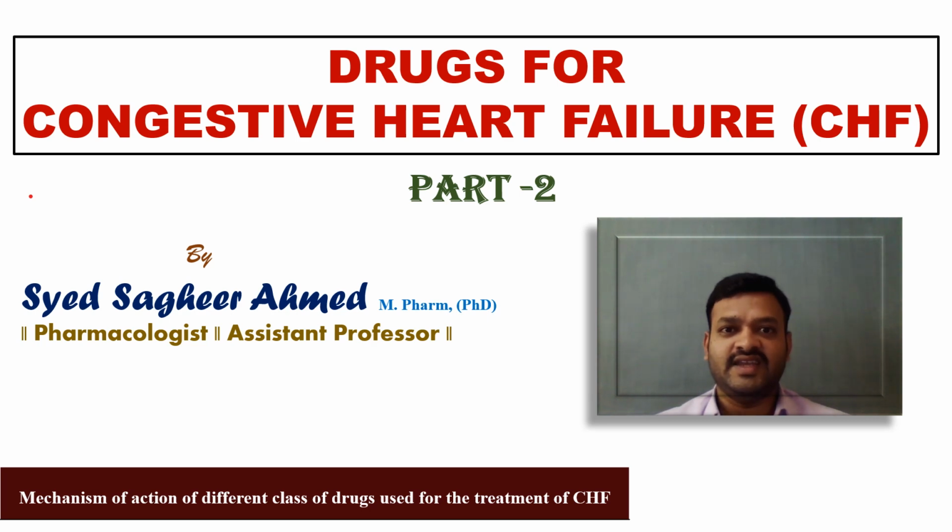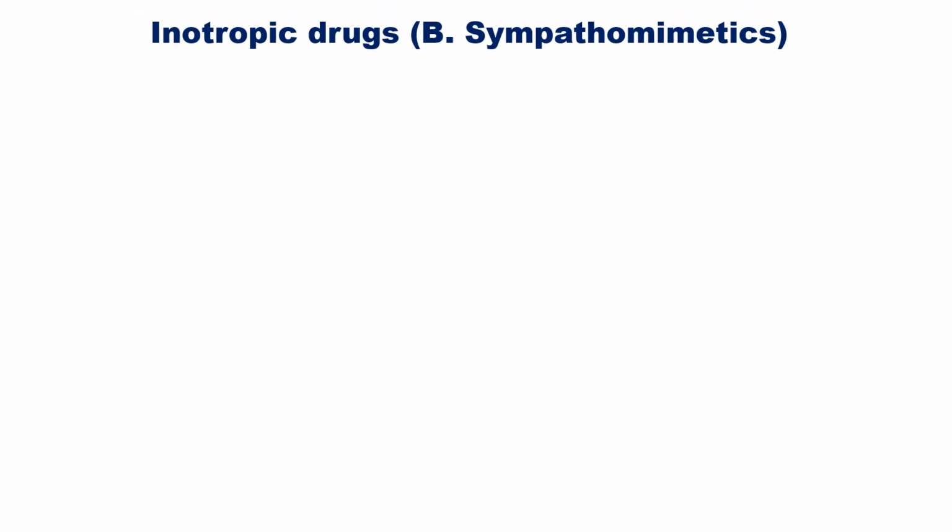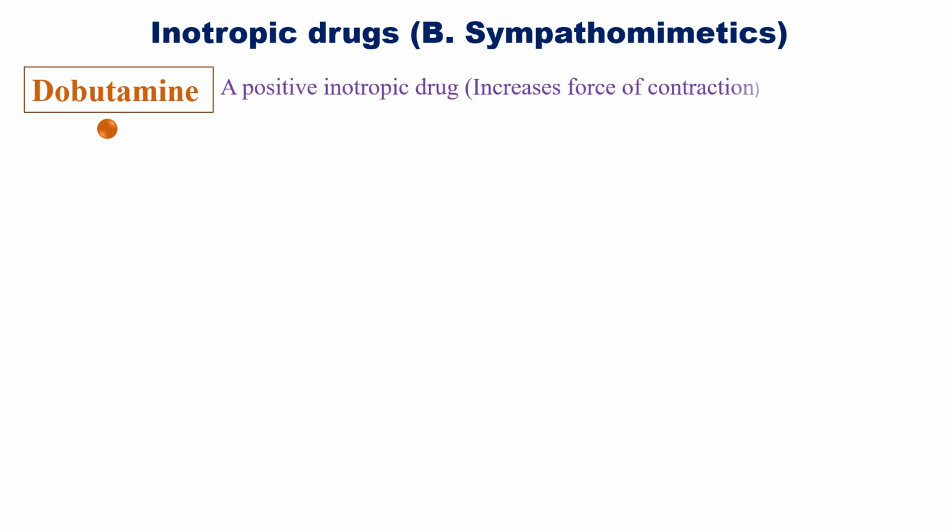So let's get started. The second subcategory of inotropic drugs used in the treatment of congestive heart failure is sympathomimetics. Sympathomimetics are the agents which mimic or enhance the action of the sympathetic nervous system. They are also known as adrenergic drugs. The sympathomimetic drug used in the treatment of congestive heart failure is dobutamine. Dobutamine is a positive inotropic drug that increases the force of contraction of the heart.